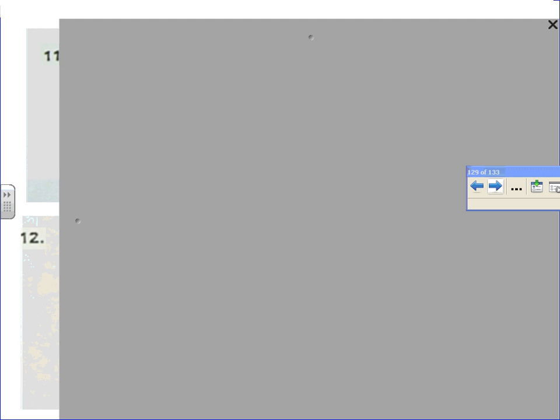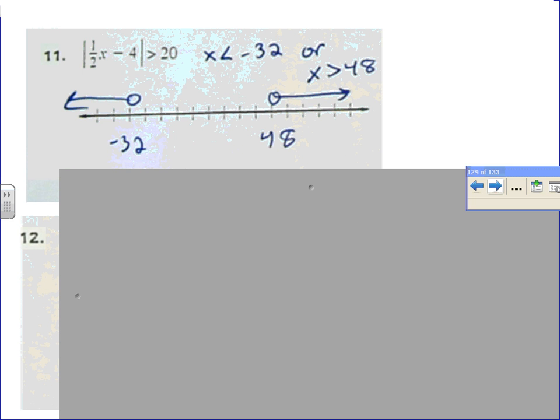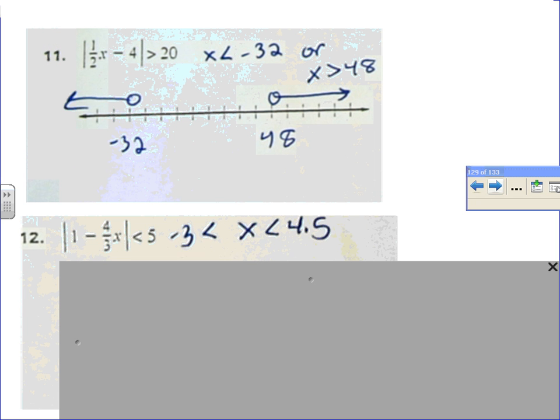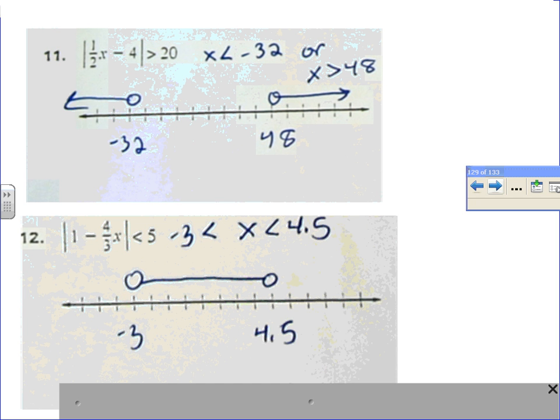Okay, 2 more. 11, x is less than -32, or x is greater than 48. Open circles, arrows going in opposite directions. Number 12, x is greater than -3, and x is less than 4.5, or 9/2, however you left it. Open circles, connect in the middle.